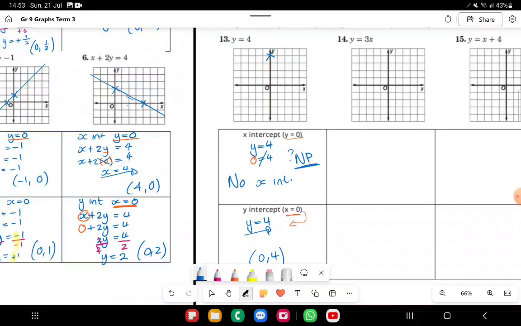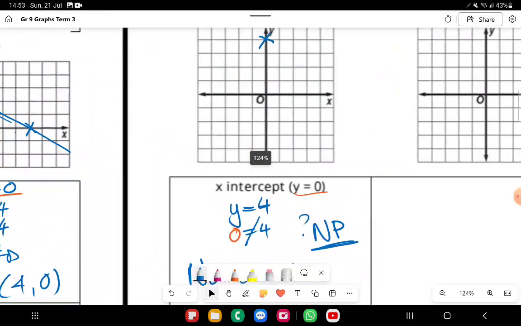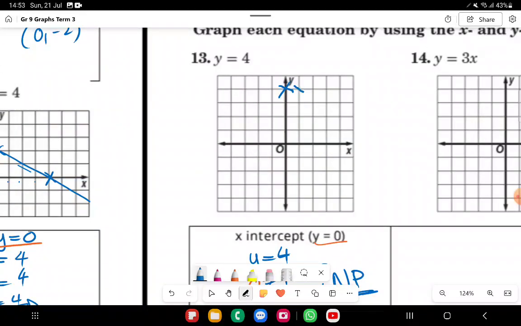But I can infer points. This line says y is 4. So when x is 0, y is 4. When x is 1, y is 4, because y is always 4. When x is 2, y is 4. When x is 3, y is 4. When x is -1, y is 4. -2, y is 4. -3, y is 4. In other words, y is always 4. My line will be drawn like that.